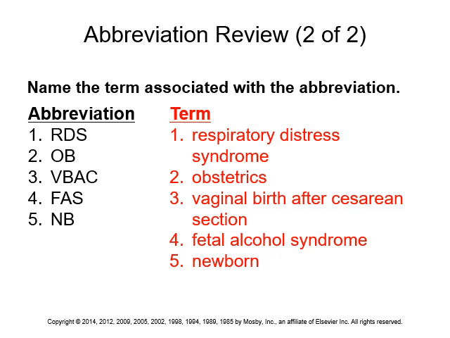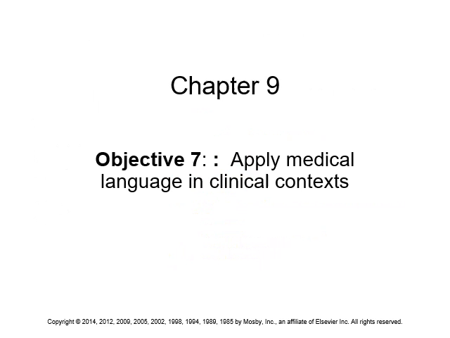The doctor still has to be very much involved in this process, but it can occur, even though there's always been the misconception that once you have a cesarean section, you cannot have a vaginal birth. That is not true. FAS is fetal alcohol syndrome, and NB is newborn.